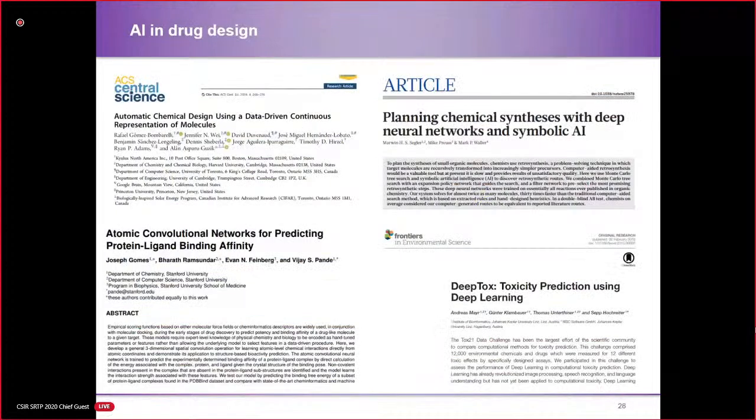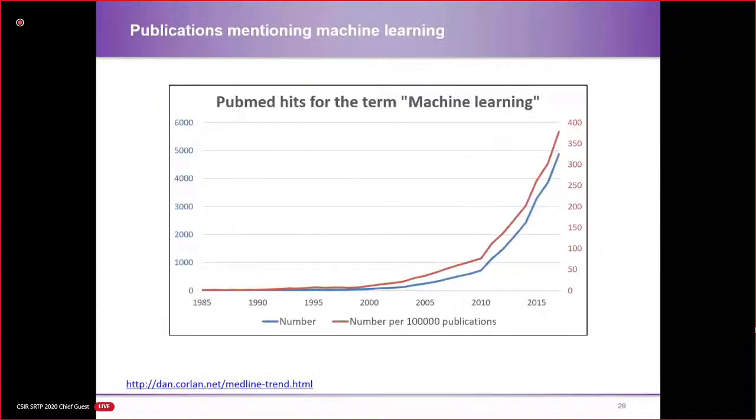And in drug design, there are many different applications. You will see papers coming out every day in different areas, ranging from affinity prediction to toxicity prediction to generating new molecules, planning synthesis, and so on. And similarly, you see a quick jump in papers that mention machine learning. Even normalized, papers per 100,000 is consistently increasing since 2000 or so. And there's a resurgence of machine learning coming up because of the availability of fast GPUs.